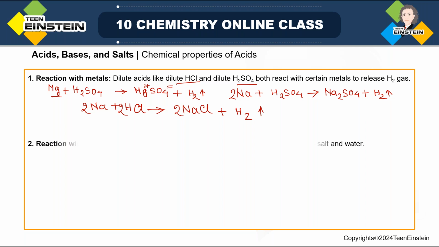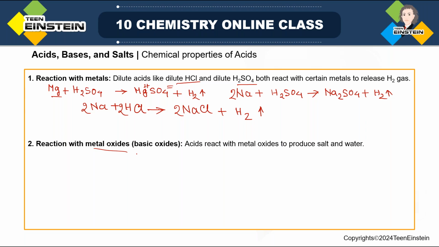Now the next type of reaction we will see, reaction with metal oxide. Look at the heading, it is mentioned metal oxide, and in the bracket it is mentioned basic oxide. That means the oxides that are made of metal are basic in nature. That is why it is written as basic oxide. Similarly, when it is a non-metallic oxide, it will be an acidic oxide. Remember this. So acid reacts with metal oxides and they produce salt and water.